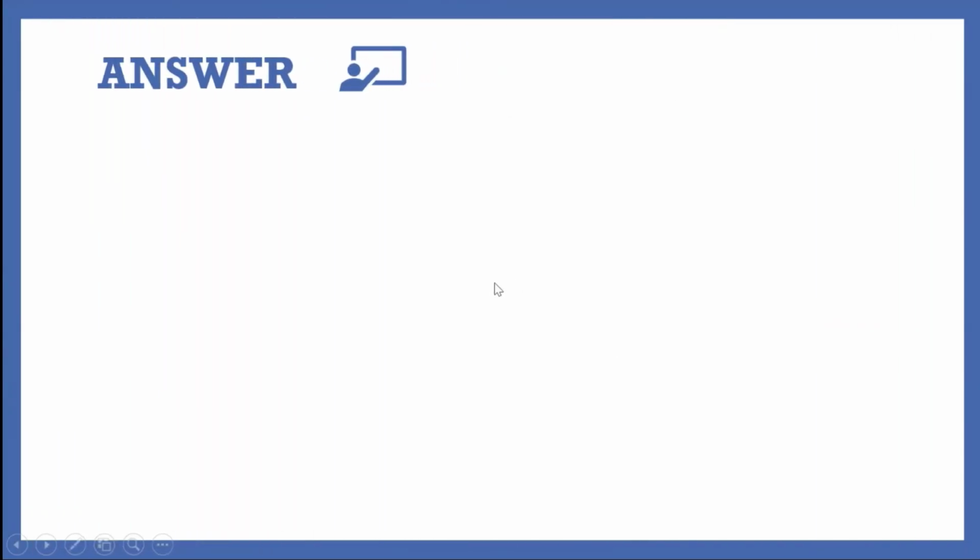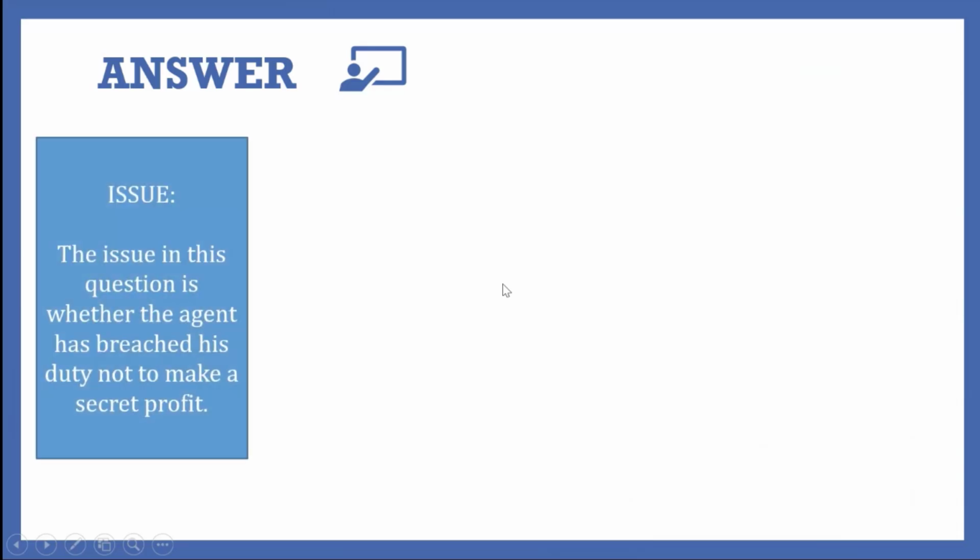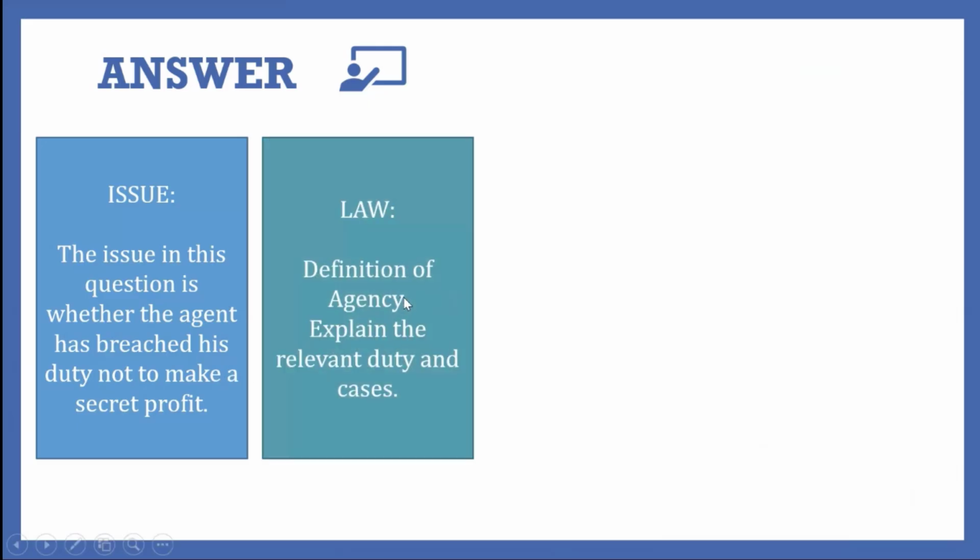So how do you write your answer? This is the steps in writing your essay. First you start with your issue. You write your issue, and the issue in this question is whether the agent has breached his duty not to make a secret profit. Then you explain the points of law. You've got to explain the definition of agency. Always start with definition of agency, section 135. Then explain the relevant duty as well as the cases.